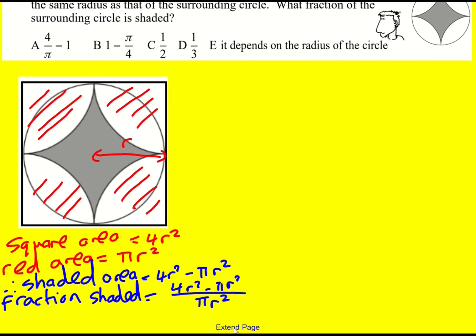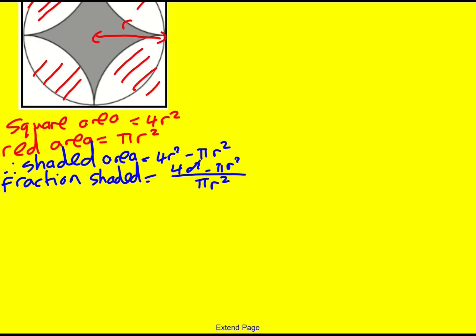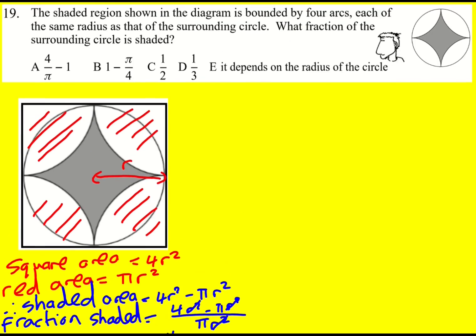So the r squares cancel. You can just cancel them out like this, or you could factorize the r squared out and then cancel. And then separate the fractions, so it's 4 over pi minus pi over pi, which is just 1. That gives us our answer, 4 over pi minus 1. So A.